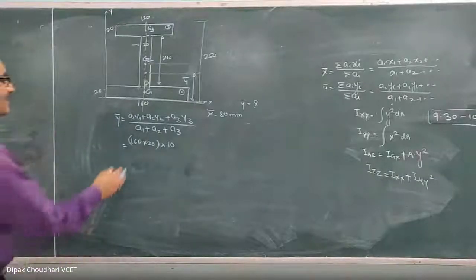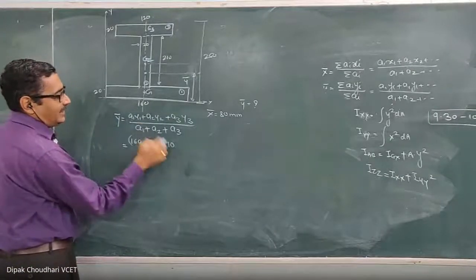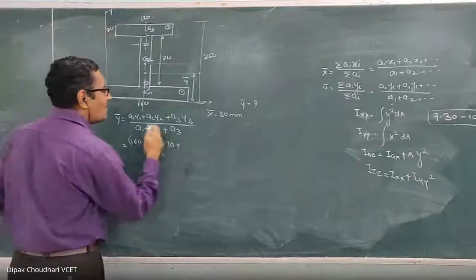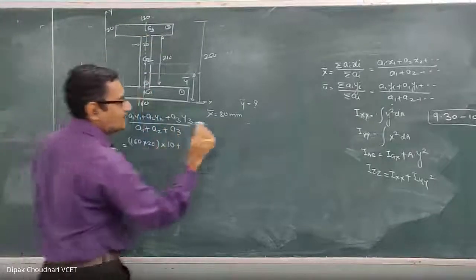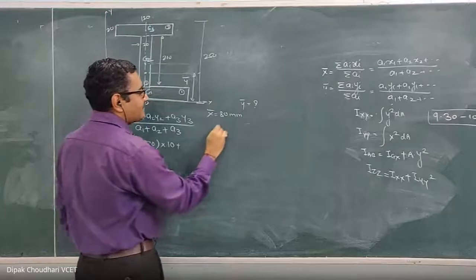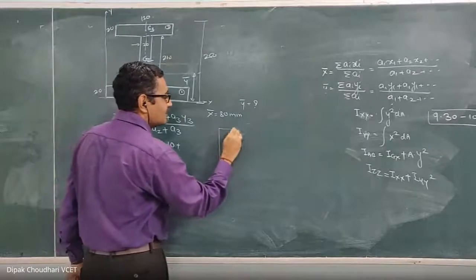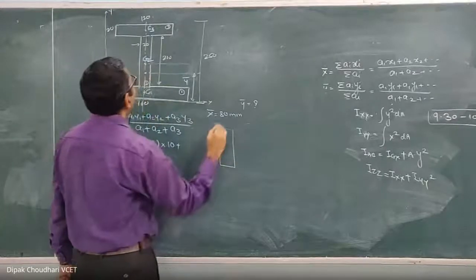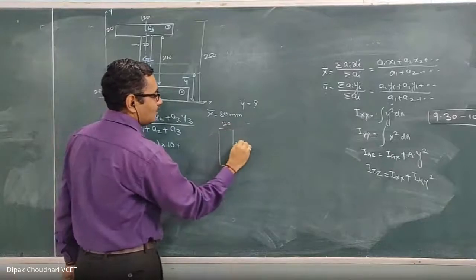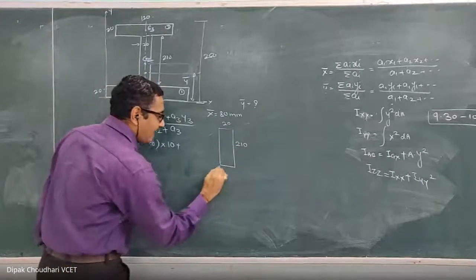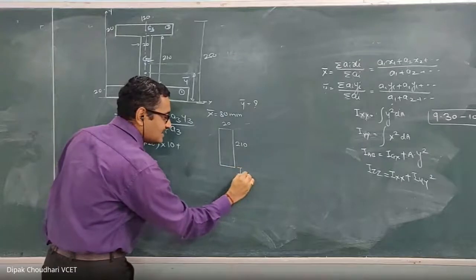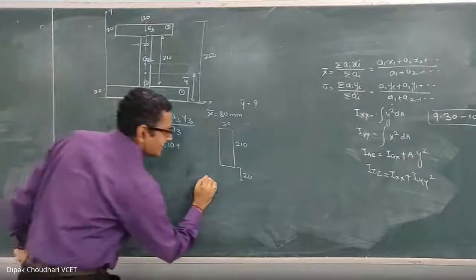Fine. So it is 160 into 20 into 10 for y1, plus, let's go to the second part. This is the second part. For your understanding, for the first sum, I am doing this. This is the second part, whose dimensions are 20 multiplied by 210, and from the bottom edge at a distance of 20 millimeter, this is the x-axis.